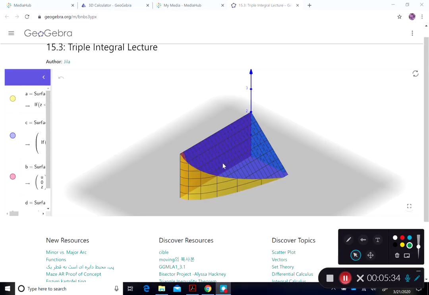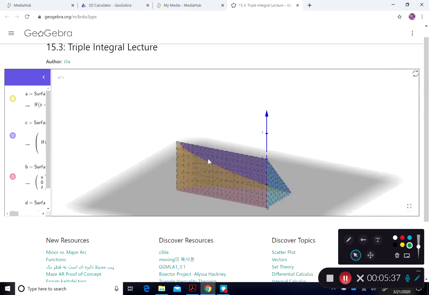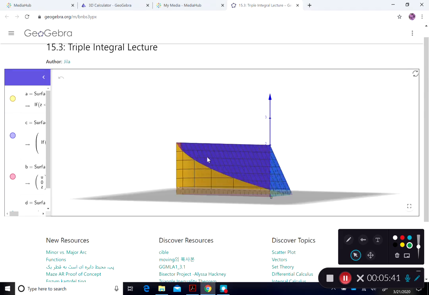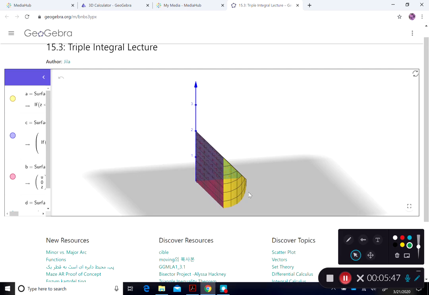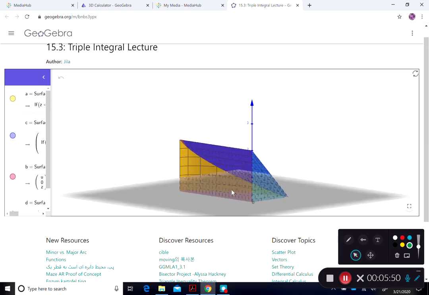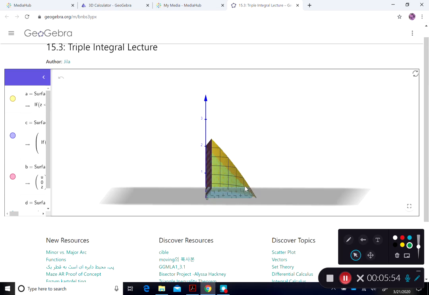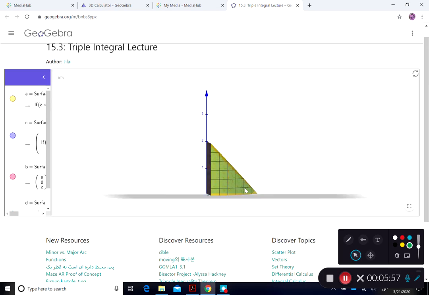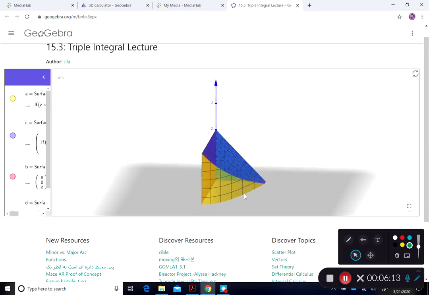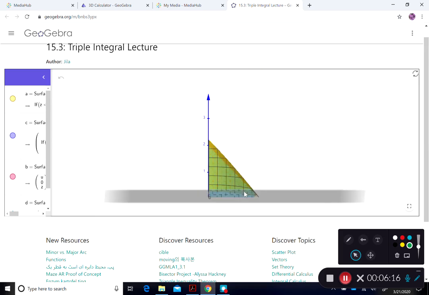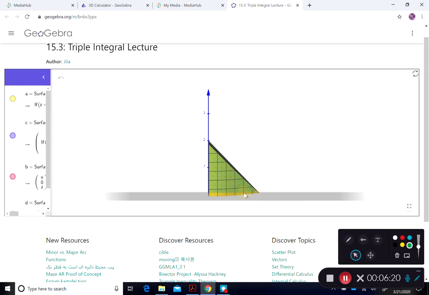So here you can see what we drew on GeoGebra, and this is the direction of x. If I'm looking at it like this, I can see that x is basically bounded by this yellow surface and the yz plane. The other thing I can see is that the projection on the yz plane is exactly a triangle.